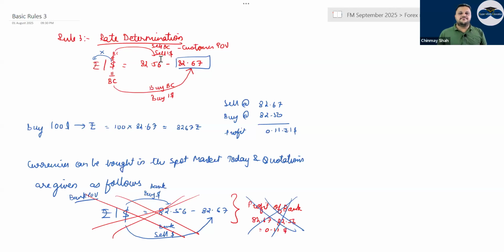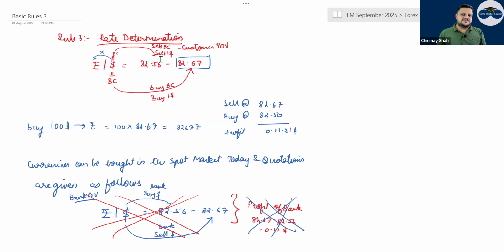If there is a bid ask rate, then there are two types of rates. There is the spot market, and there is the forward market, which is another part. Forward is where today you decide a rate for a transaction in the future. Then rate determination, rupee by dollar and dollar by rupee. So if you want to buy one currency, you have to sell the other currency.